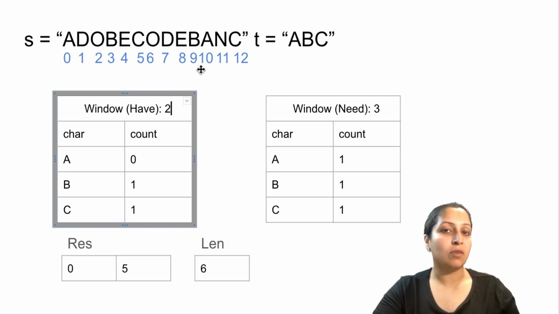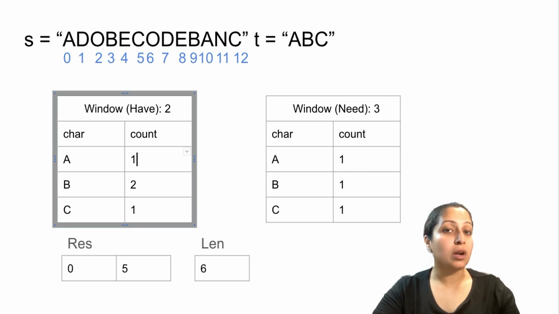Again, we come across index 9, which is a B. So we increment the count of B from 1 to 2. But our number of have conditions met is still 2. Then we come across index 10, which is an A. So we increment the count of A from 0 to 1. And now all our conditions are met.